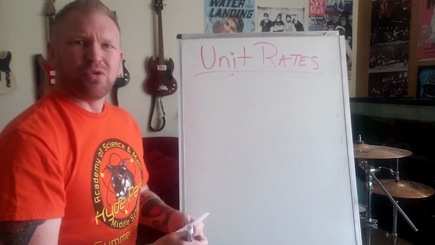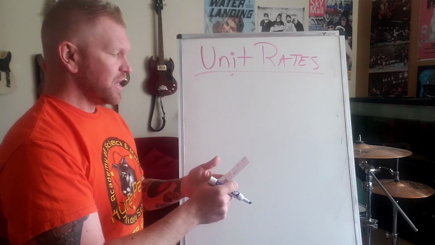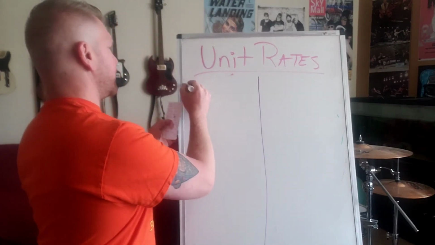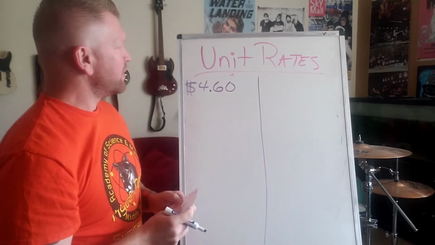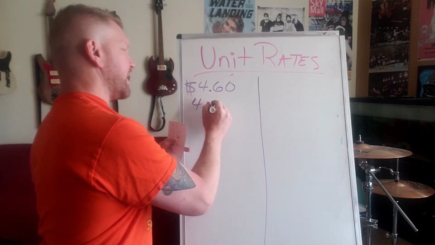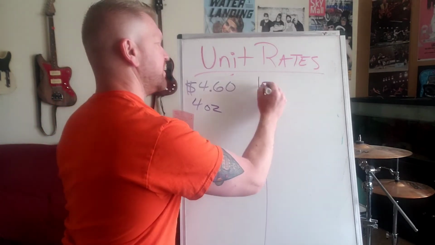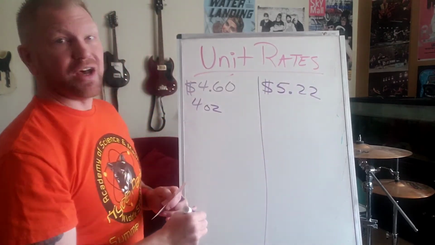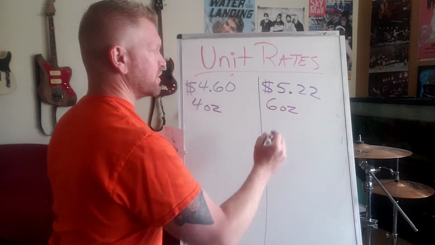All right, I think we got 3 more examples, so stick with it. Just like that last one, sometimes you're comparing 2 different things. Let's say you're buying hair gel. One of the containers of hair gel costs $4.60, and it's a 4-ounce tube. Now the same company makes another one that costs $5.22. It's going to cost more, but it's for 6 ounces, so it's a bigger container.